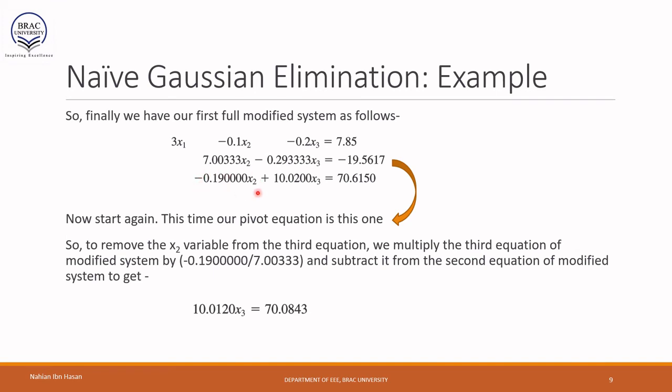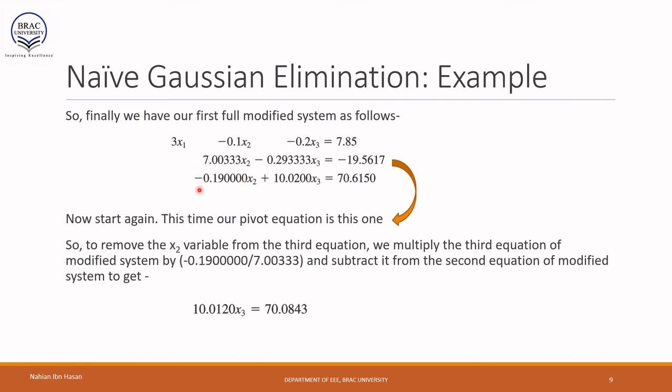So how are we going to do this? Remember, after the first step the pivot equation becomes this one. In the first step our pivot equation was the first equation and the pivot element was 3. In the second step our pivot equation will be the modified second equation, and the pivot element will be 7.0033. So this is the pivot element now. Based on this second equation we will have to eliminate this term.